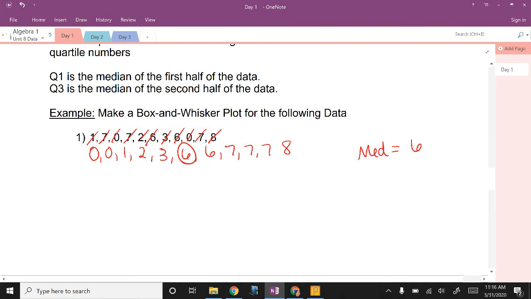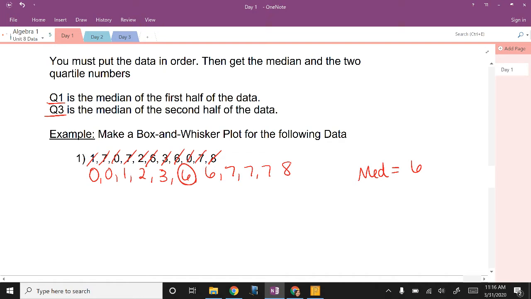Now, I have to find something called the Q1 and the Q3, the first quartile and the third quartile. Okay, so the quartile numbers are medians of the first and the second half of the data. So the first half of the data is the numbers to the left of that median 6. So of those 5 numbers, 0, 0, 1, 2, and 3, the 1 is the median of that set of data. So my Q1 number then is 1.